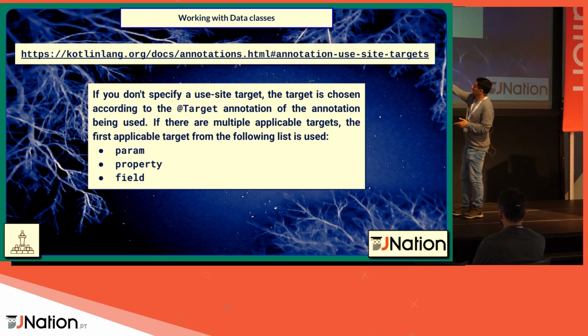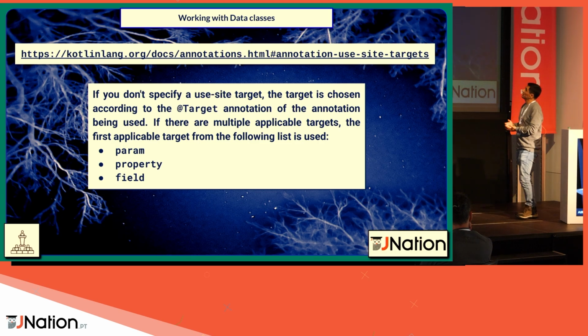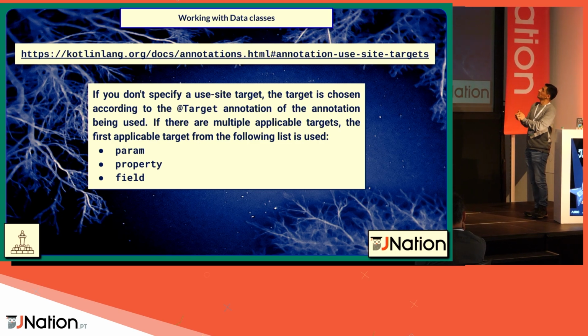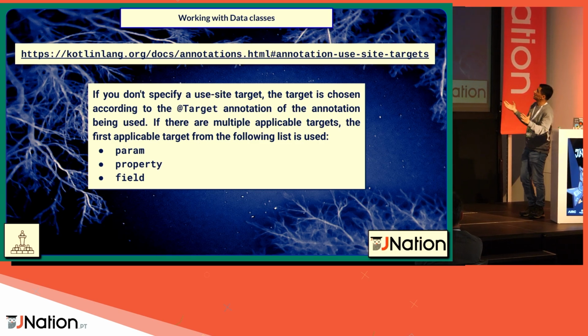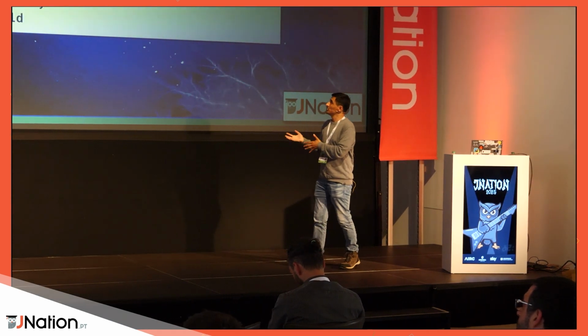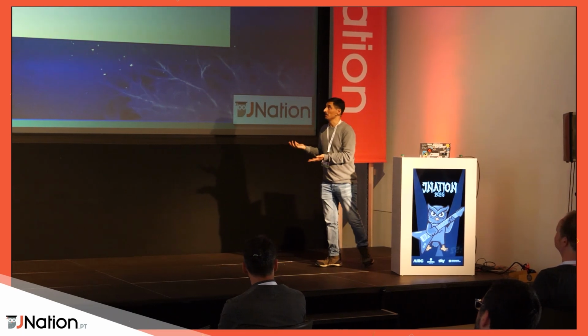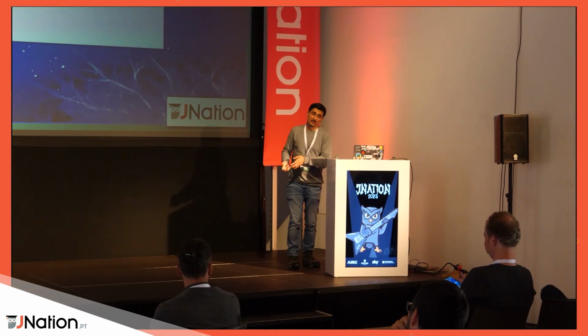And essentially the rule is here. If you don't specify use-site target, the target is chosen according to the target annotation of the annotation being used. If there are multiple applicable targets, the first applicable target from the following list is used: param, then property, then field. So it depends on what the annotation is already, which targets are already assigned to that annotation, and also how many are there and which ones are important to use.